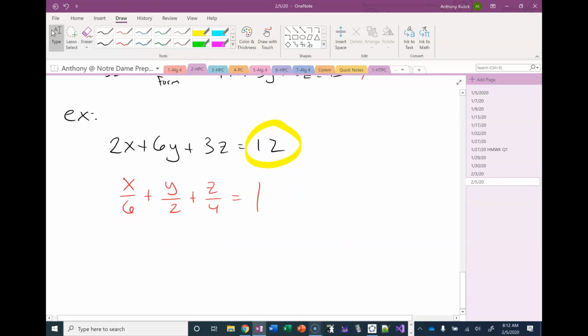Okay. So what I'm going to do now is generate 3 points that lie on this plane, and I'm going to do this in the easiest way possible. So 1 point could be 6, 0, 0. Since 6 over 6 is 1, and 0 over any non-zero number is just 0, 1 plus 0 plus 0 gives us 1, so that satisfies our equation, right?